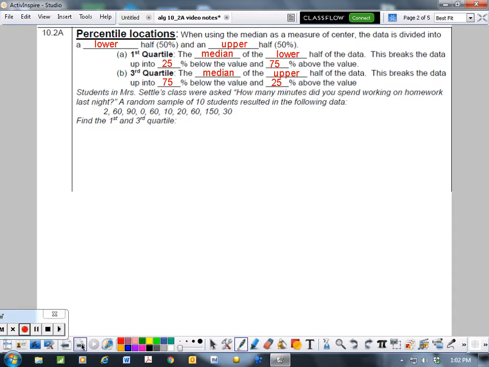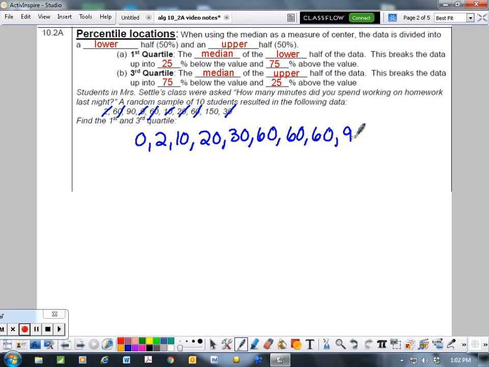So going back to our original problem, we had our data listed as 0, 10, 20, 30, 60, 90, and 150. And so when we're looking at this, we've got our median, which we calculated to be 45. So the median was right here. So we don't include it because it's not actually any of our numbers.